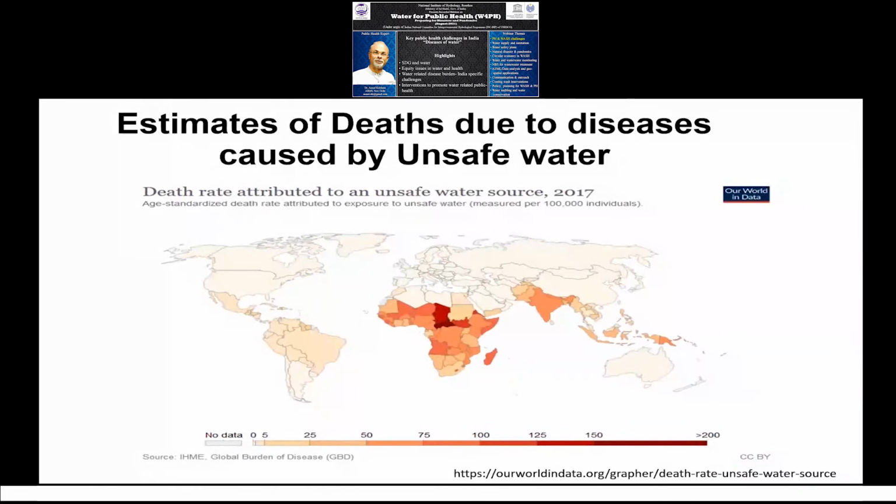If you look at the global burden, you can see in this diagram the estimated death rate attributed to unsafe water. You can see India comes somewhere between 50 to 75 per 100,000 individuals, somewhere along the middle of the spectrum. Obviously, the disease burden is much higher in African countries. But India is also not among the better performing countries in terms of deaths due to diseases caused by unsafe water.